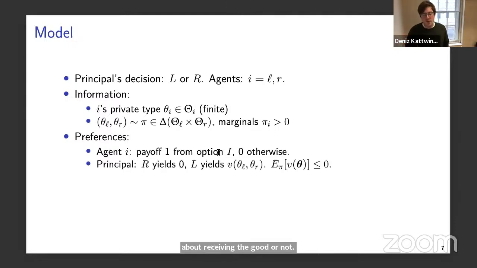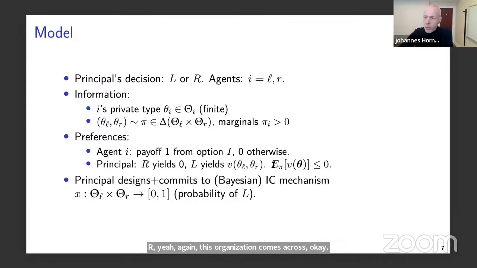The principal, we normalize first what the principal gets from the right action to 0. So this is again without loss. And then we assume that what the principal gets from choosing the left action depends on the two pieces of information. We call this function V. This depends on theta L and theta R. And a final normalization, we assume that the principal ex ante prefers action R. Again, this normalization comes without loss.